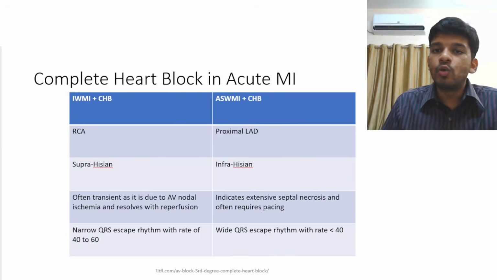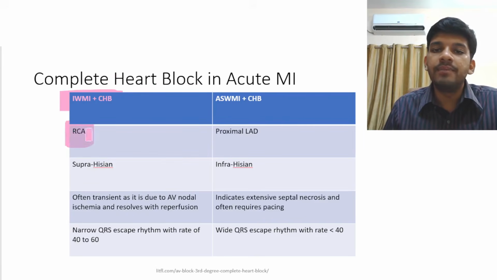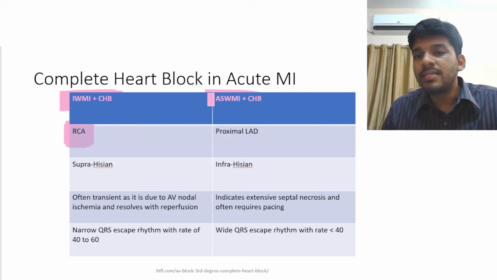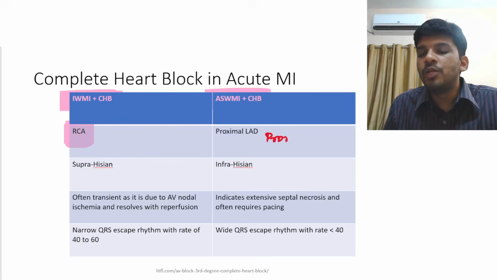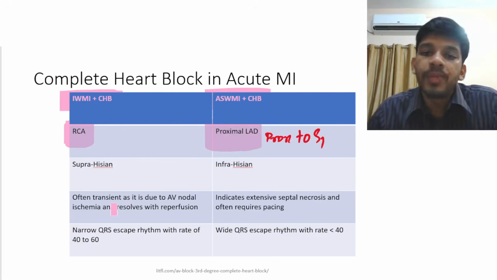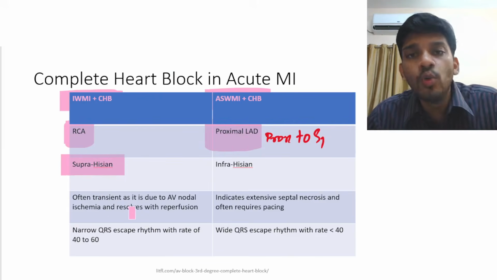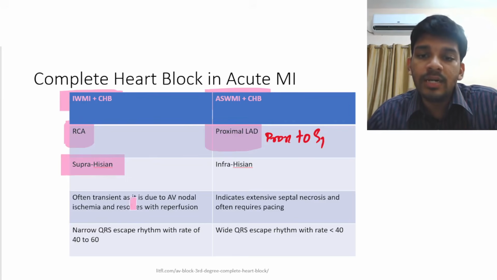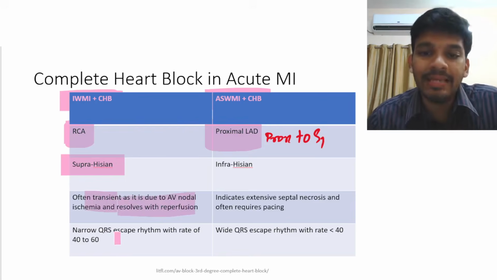So if you get an inferior wall MI with complete heart block, it is an RCA occlusion. Whereas in an anteroseptal wall MI, it is a septal occlusion. So it is proximal to S1. It is proximal to S1, which will usually be in an isolated septal occlusion or a proximal LAD occlusion. And remember here, this was due to the AV node ischemia. And if you do a successful PCI for it, it will resolve. So it is transient, it resolves with reperfusion, and it is relatively benign.